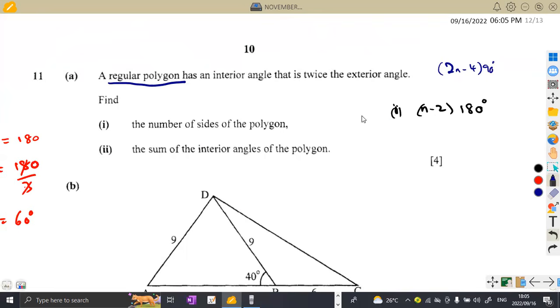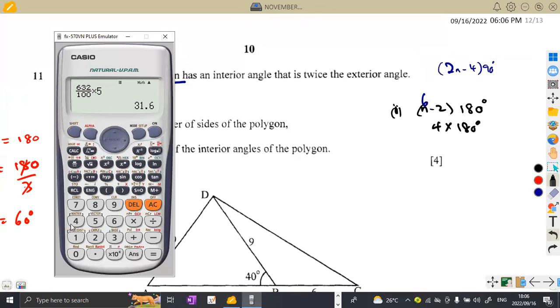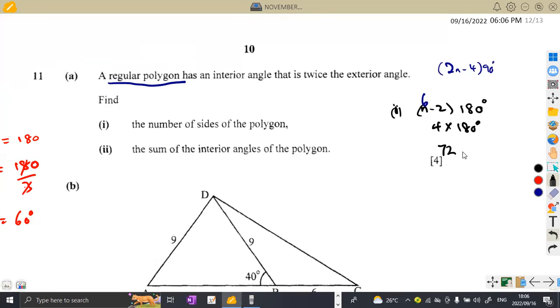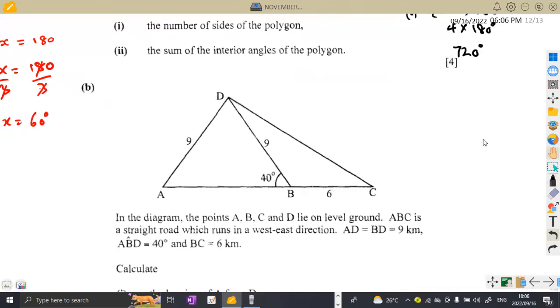Okay, so there we can substitute n, which is, remember we got that it has 6 sides. So our n is 6. So 6 minus 2, that is 4. So it's going to be 4 times 180 degrees, which is going to give us 720. So this would be 720 degrees. Okay, so that was the question, and we've got 4 marks for everything.